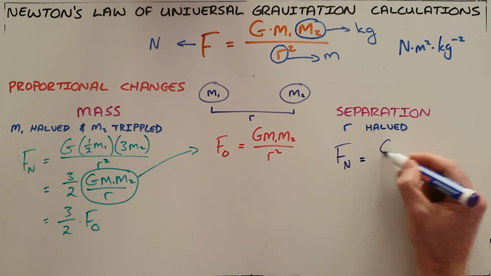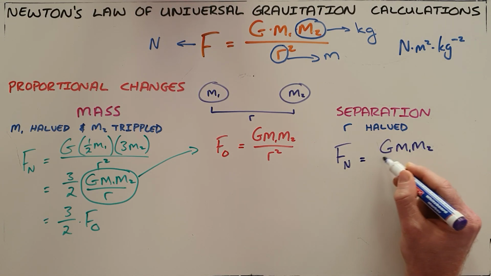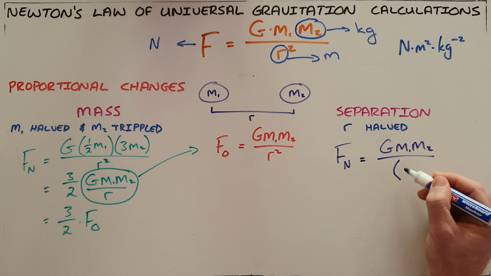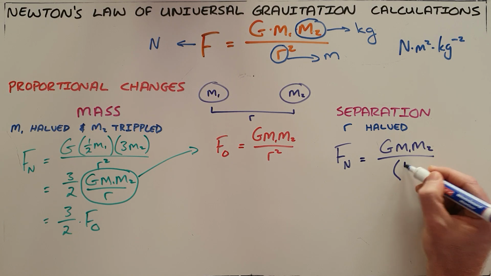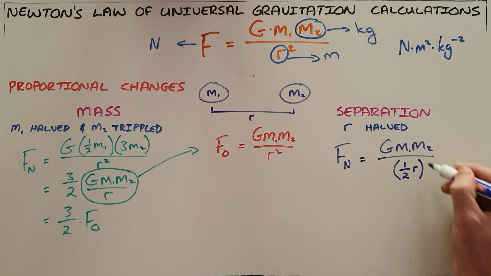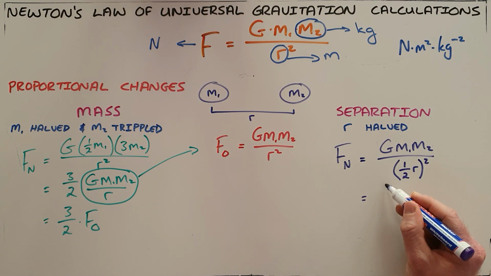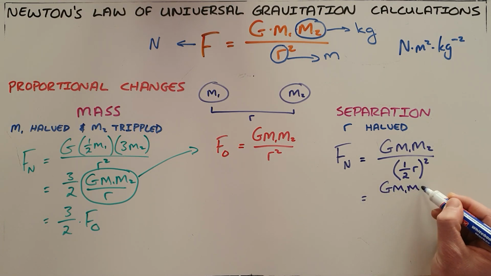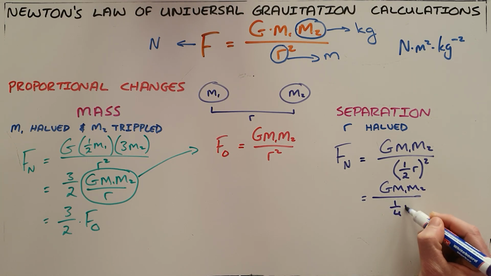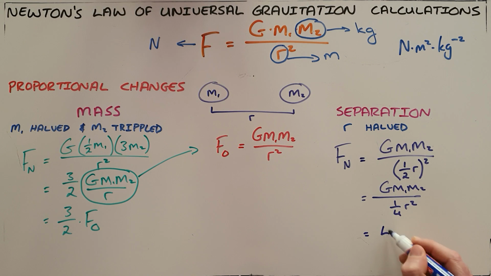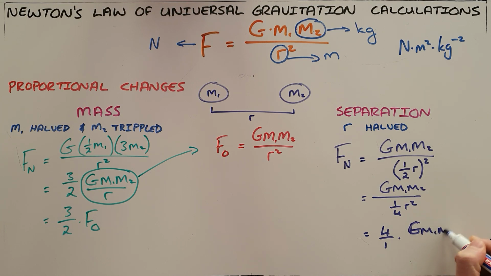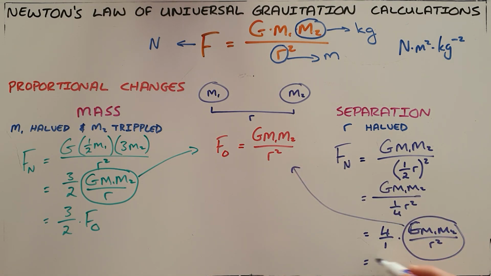New force is equal to G, m1 and m2 remain unchanged, but now we need to remember that the distance between them must always be squared, so it's in brackets 1/2 times r, squared, which we then can simplify by squaring it to find that that gives us 1/4 r squared, which we can simplify once more, which gives us 4/1 G m1 m2 over r squared, which again shows us that this is our original force once more, which tells us that the new force is 4 times the original force.